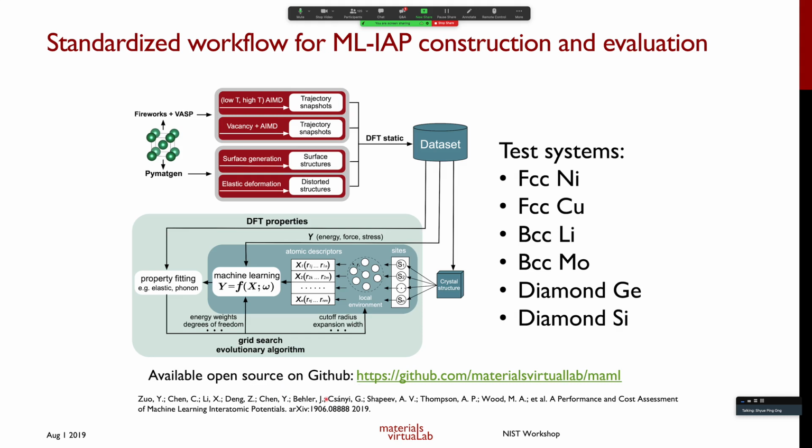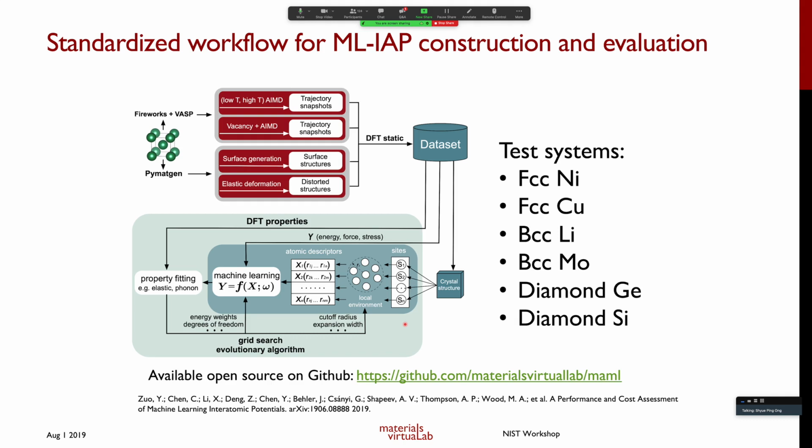Now, for this particular work, we tried to do a very expensive benchmark of different systems. We chose things like FCC nickel, FCC copper, BCC lithium, BCC molybdenum, and the diamond structures for silicon and germanium. And then we wanted to see how well all these different flavors of machine learning interatomic potentials actually perform, right?